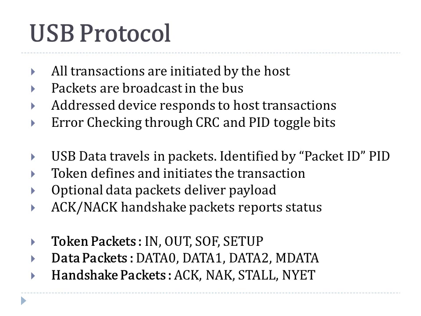So I kind of went over how the USB bus functions, but just want to discuss it again, so the message is really conveyed well. All transactions are initiated by the host, and the packets are broadcast in the bus, and whenever the device gets a message, it checks if it is addressed to it, and if it is the device that the message is addressed, it will respond to the host transactions. And error checking is done through CRC, and there is also PID. We'll come to the PID in the next section, which is the packet ID, which also has toggle bits to detect error.